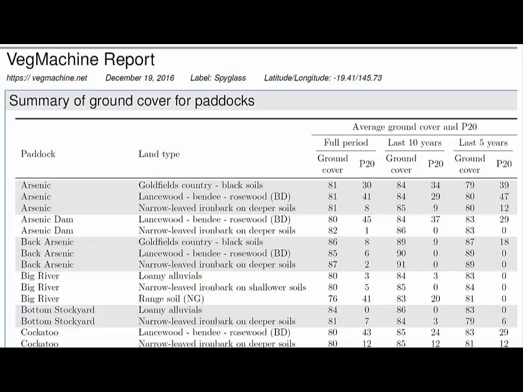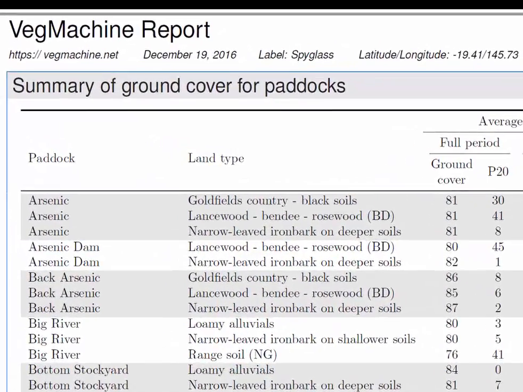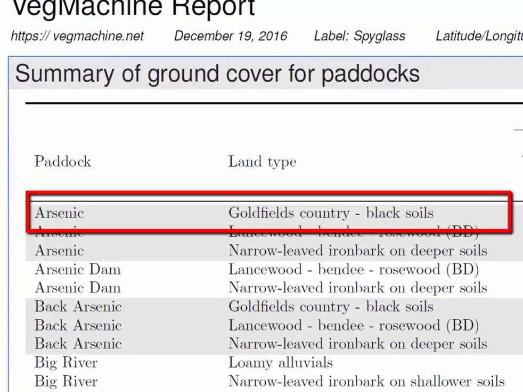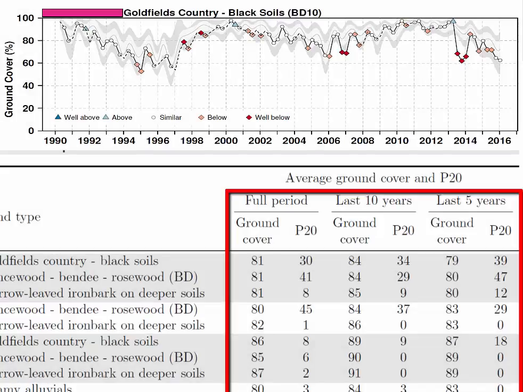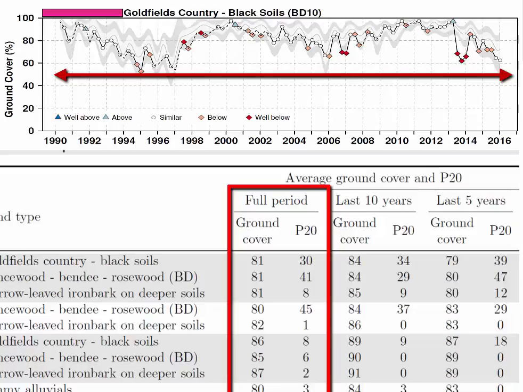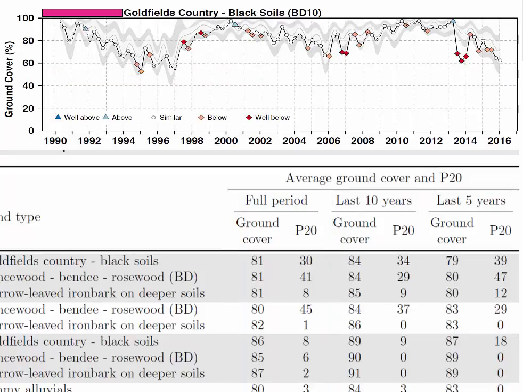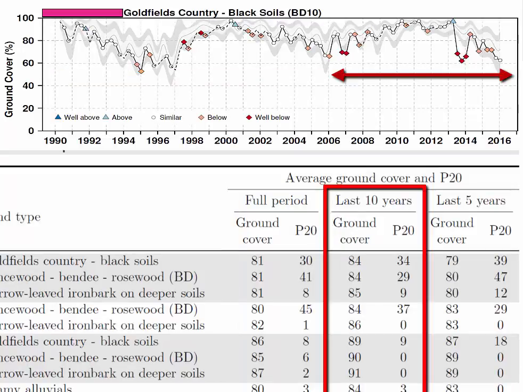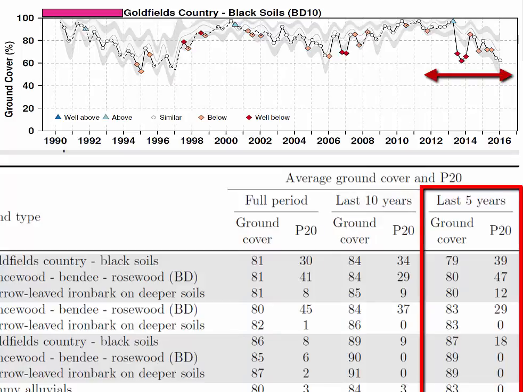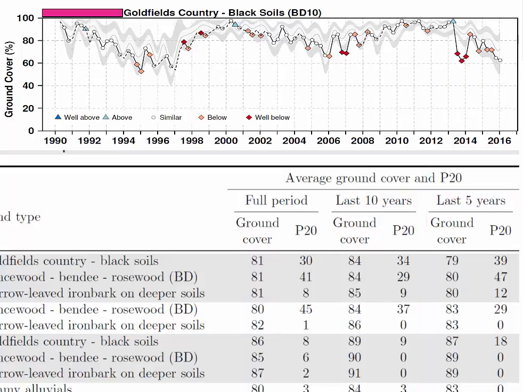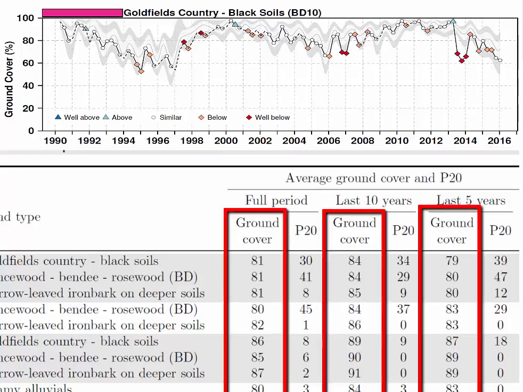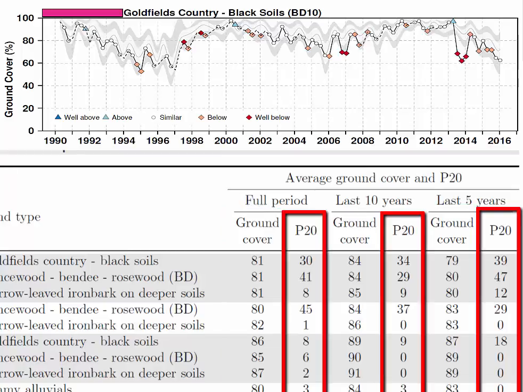If we look at the table itself, it has a row for each graph in the report. The top row, for example, summarises the graph for the goldfields land type in arsenic paddock. And to help us out, I'm going to bring up that graph on the screen too. The next 6 columns are all numbers. These 2 columns summarise the full period of the graph. These 2 summarise the final 10 years. And these 2 the final 5 years. In each pair of columns, you can see we have measures called ground cover and P20.